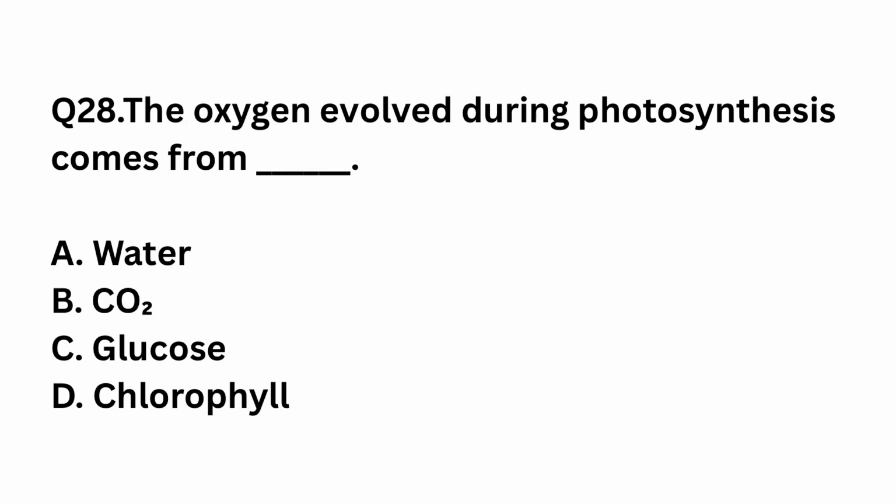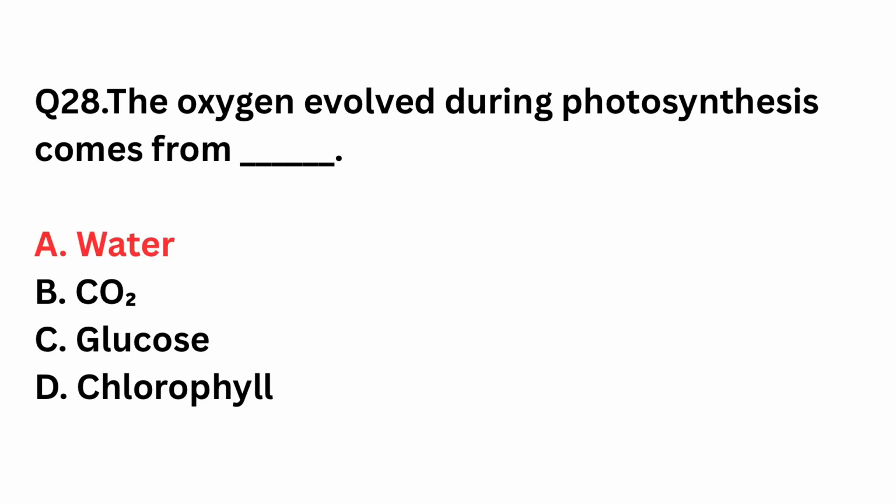Question number 28. The oxygen evolved during photosynthesis comes from dash: water, carbon dioxide, glucose, chlorophyll. The right answer is option A, water. Oxygen is released from water molecules during photolysis. This occurs in photosystem 2.